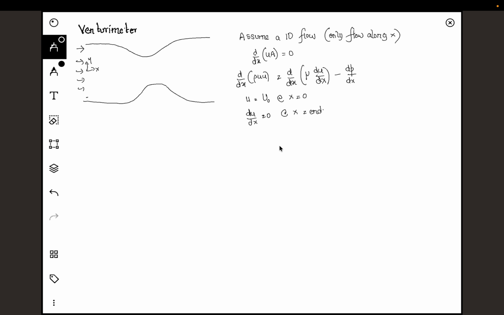at x equals to 0 initially, and the other side we can keep p equals to 0, or you can keep p equals to p atmosphere, whatever. It's only the pressure gradient that matters. We need some pressure to be fixed. This is one point that we will refer to again.